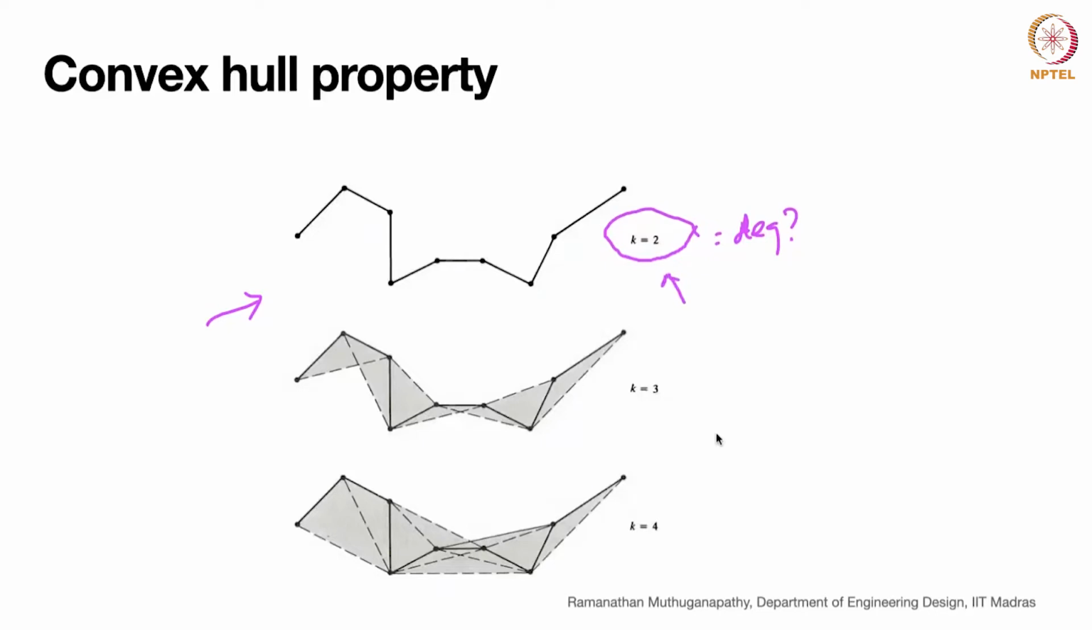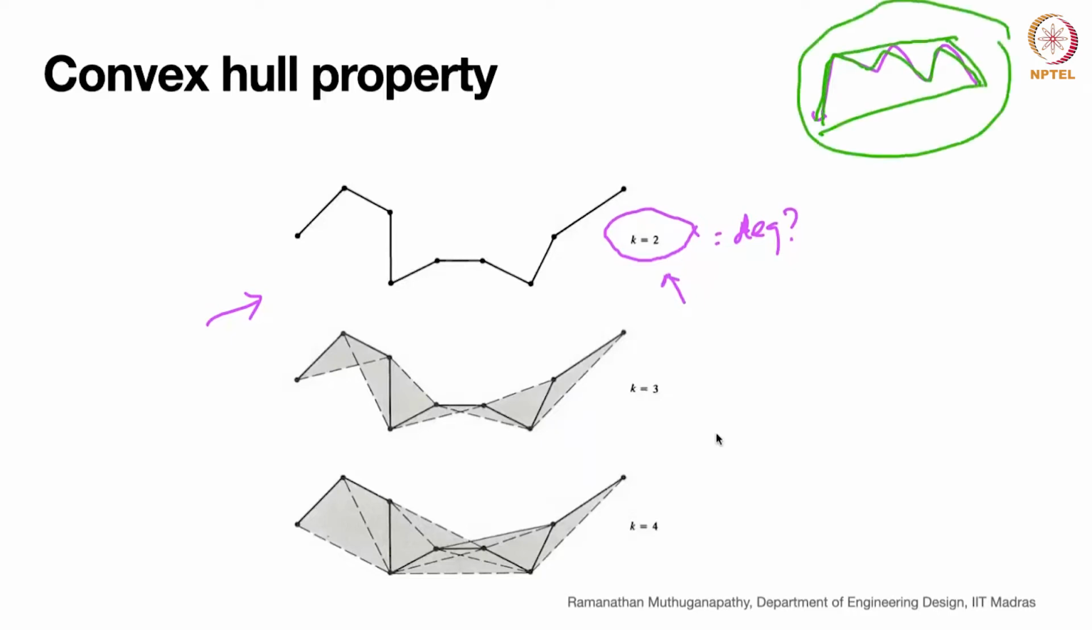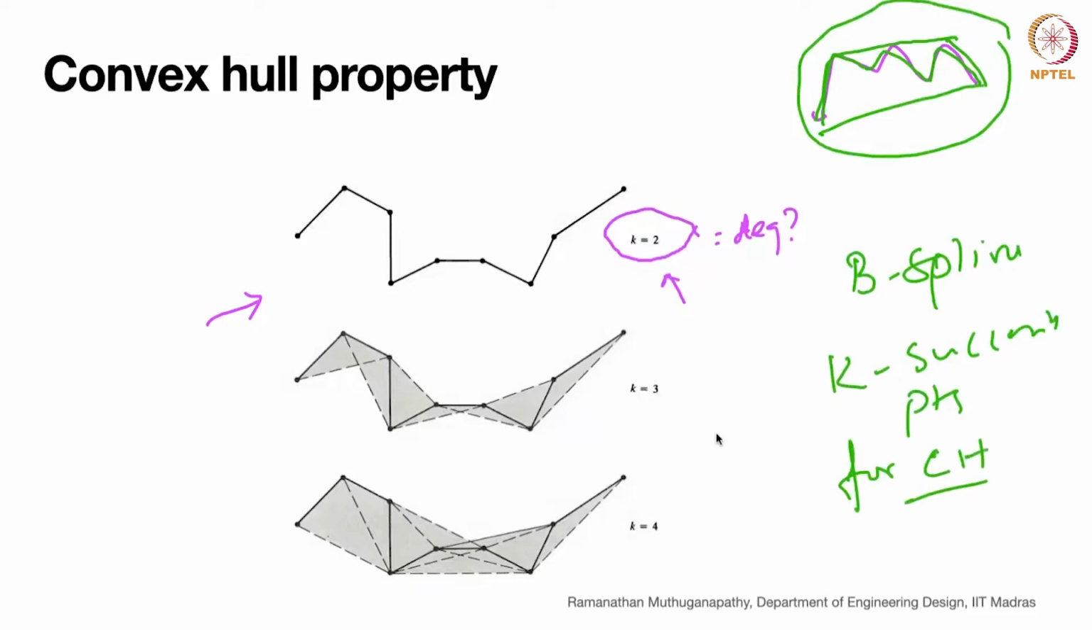Now what happens is that, you remember in the case of Bezier, the curve lies in the control points of all n points. If this is n points, then this is the convex hull, and the curve lies within the convex hull of this entire set. Okay, so what happens in B spline? In B spline, the curve lies between k successive points for convex hull. What does that mean? K consecutive or k successive points.